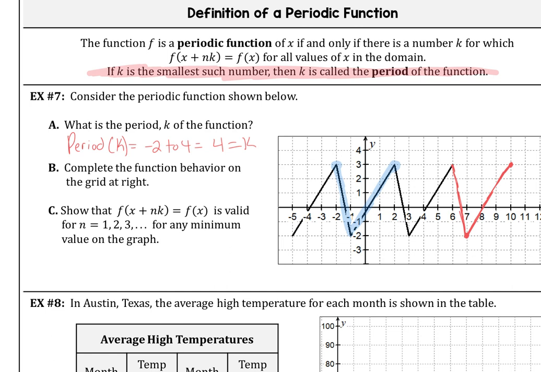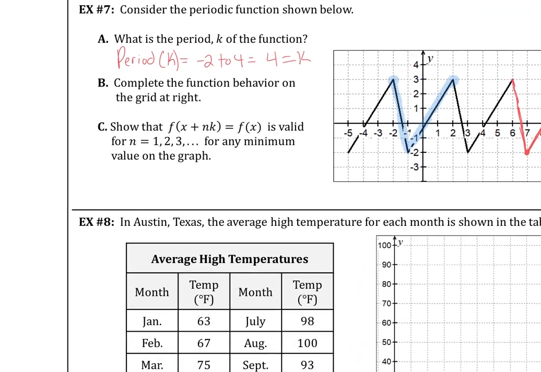And so then again, if I start at 10, it's only taking me one x unit to get back to the minimum of 11. So by 11, I'm already back at the min here, just like that. And so we complete the graph there. And so we've already mentioned that the period is 4. We want to show that f of x plus nk equals f of x.